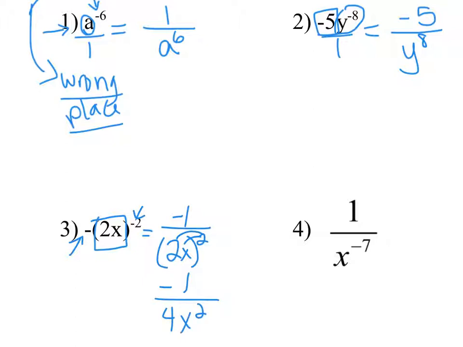For this one, the negative 7 is telling us that that x is in the wrong place. So when it's in the wrong place, it goes to the other one. It was in the bottom, now it goes to the top. And that's it. So it's just x to the 7th.